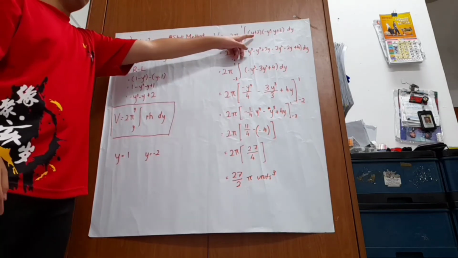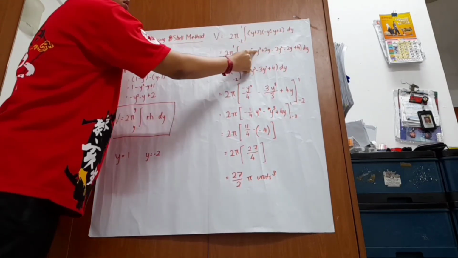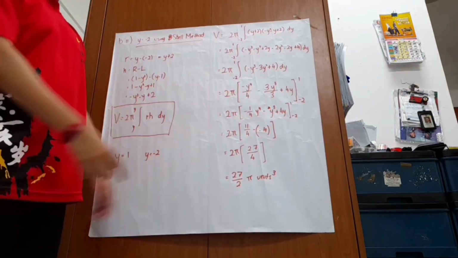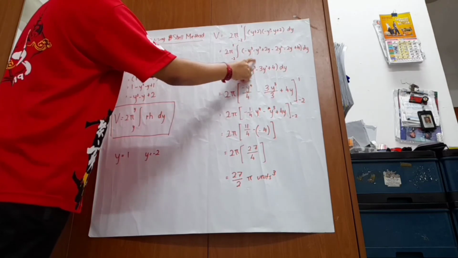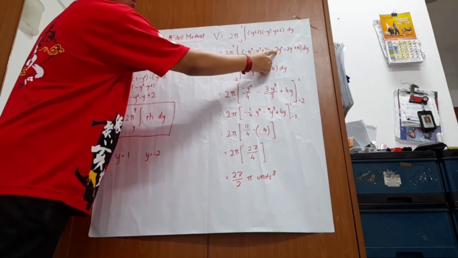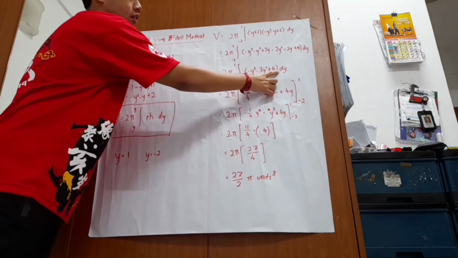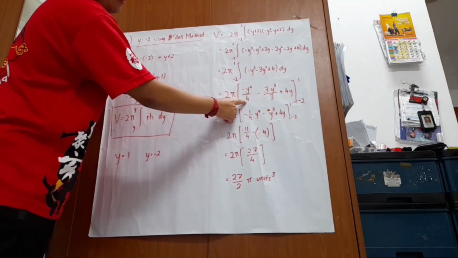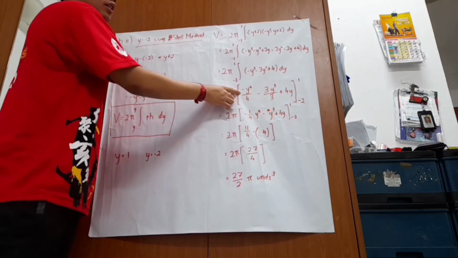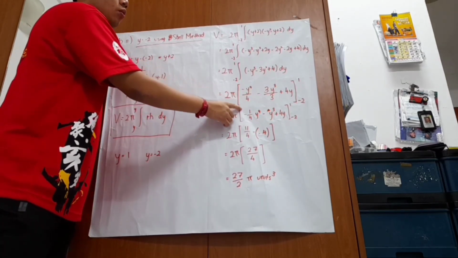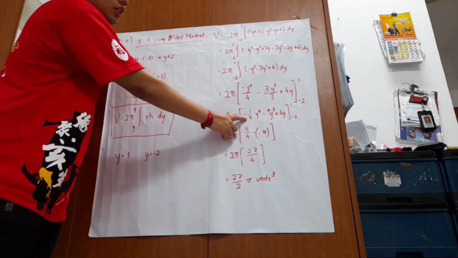So we move on to here. This is the radius and this is the height. Then expand and solve it. After expanding, you can cancel this. Then you get negative y squared minus 2y squared equals to negative 3y squared. Then integrate this equation, simplify, and get y cubed. Then you can put it in another form, which is negative 1 over 4 y to the power 4.